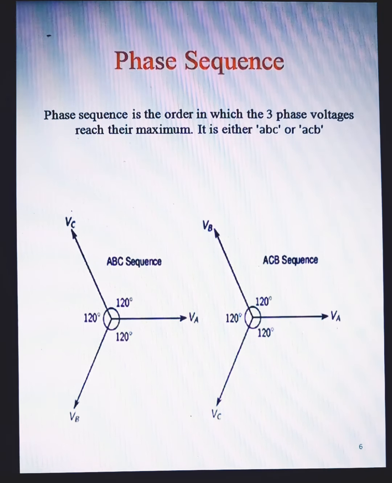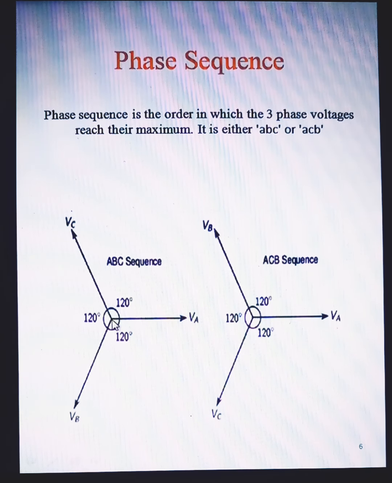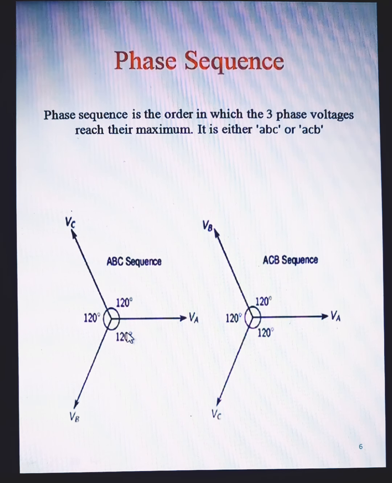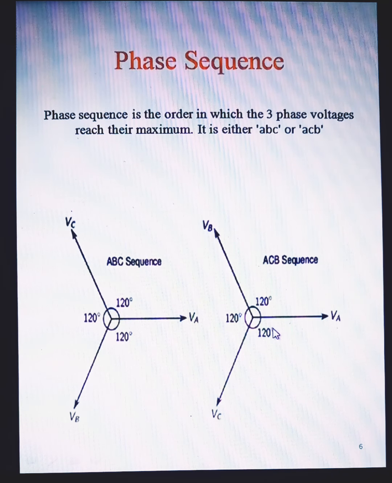If you are drawing a vector diagram for this phase sequence ABC, with respect to phase A voltage, phase B voltage is lagging by an angle of 120 degree. For ACB phase sequence, with respect to phase A voltage, phase C voltage is lagging by an angle of 120 degree.